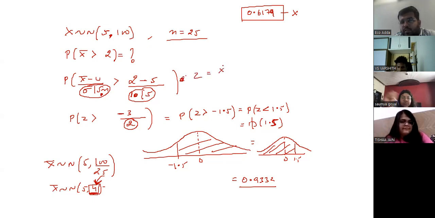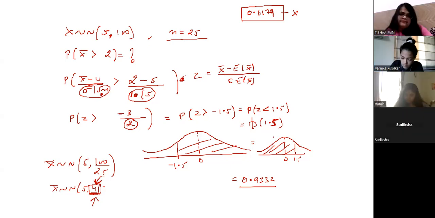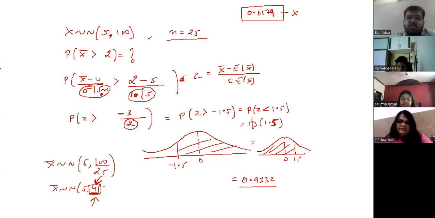z is x bar minus expectation of x bar divided by standard error of x bar, which is nothing but 2 in this case. Okay sir, got it. Any doubts, anyone? Sure. And this is all you need to do. Please solve word problems to get better clarity. Can we move forward?